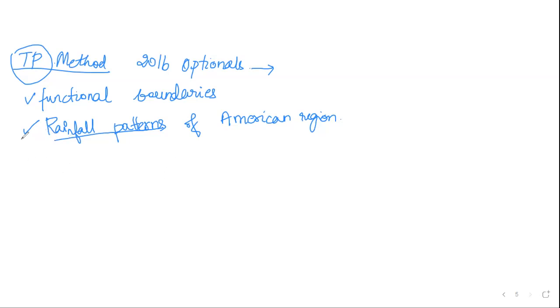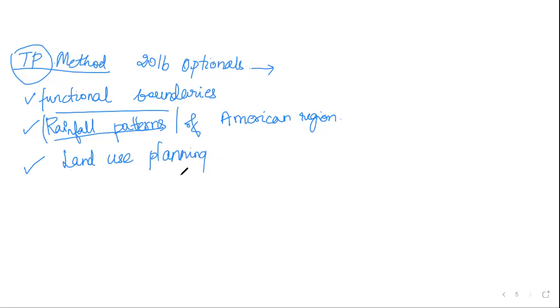Okay, fine. Rainfall patterns of the American region, that's how this method was started initially. But later on, the functionality of this method was used for many purposes. It was used for land use planning data, or land use planning of a region.